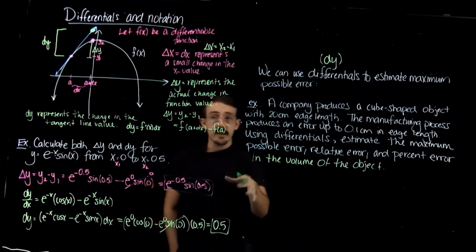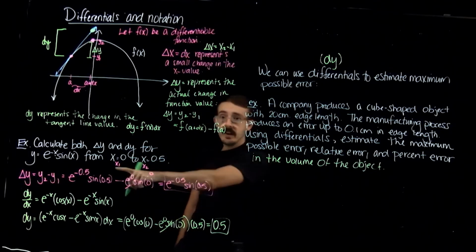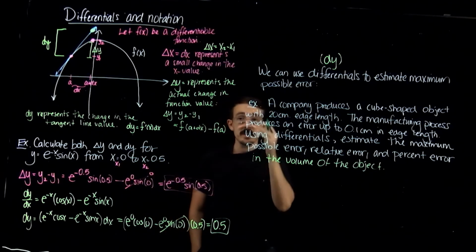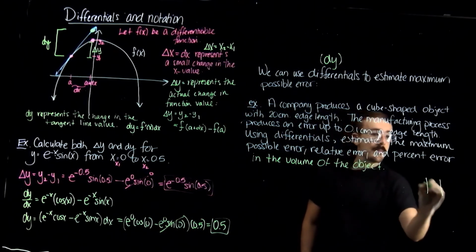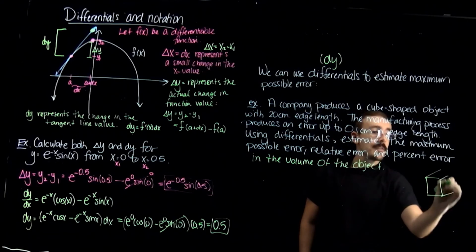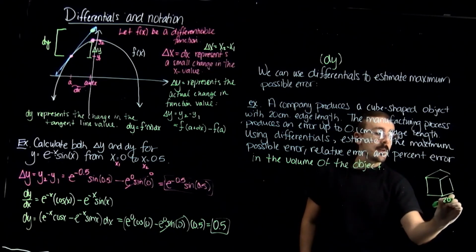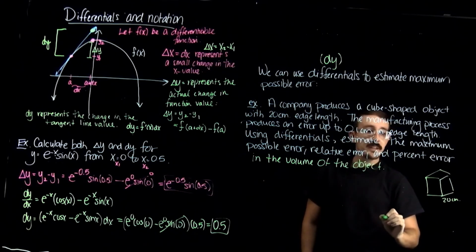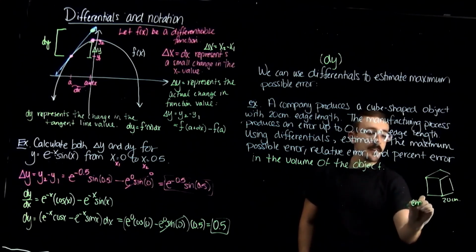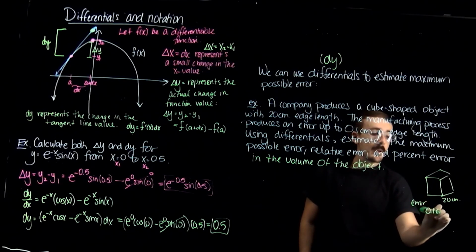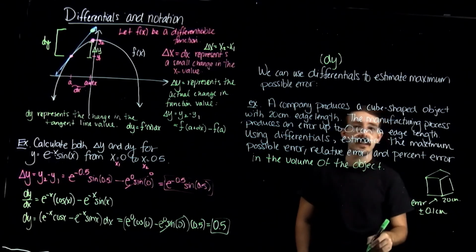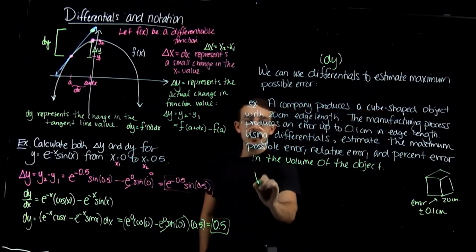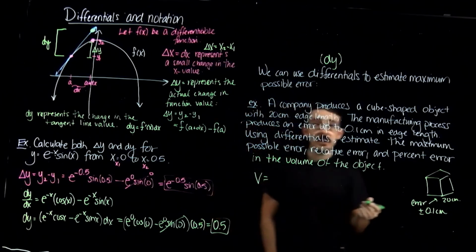All right, first I'm going to generate some kind of formula. So over here I had a formula. Here I need a formula to take the derivative of. So I'm going to look at a cube, and the edge length is supposed to be 20 centimeters. However, there's an error of 0.1 centimeters, and that could be plus or minus. So we could have an error in the edge length. What's my volume formula for any cube?